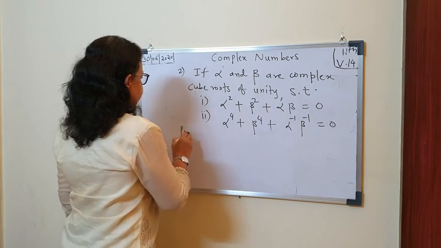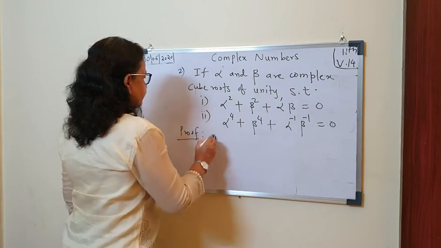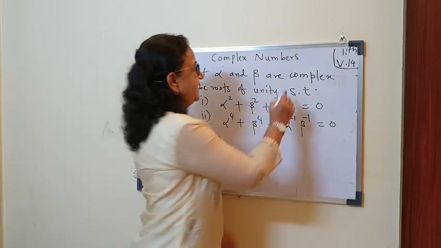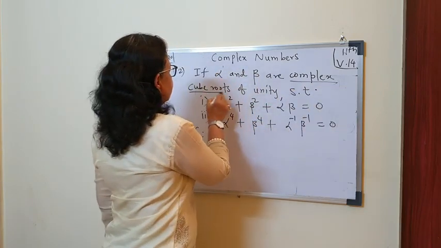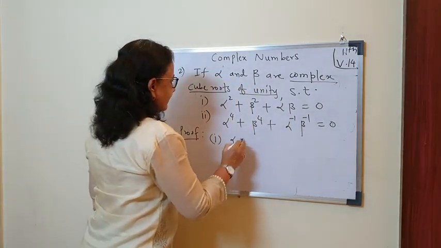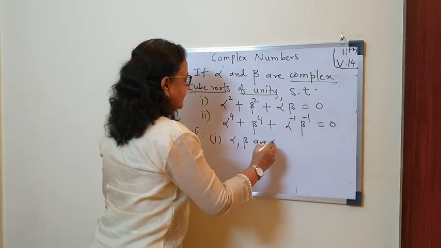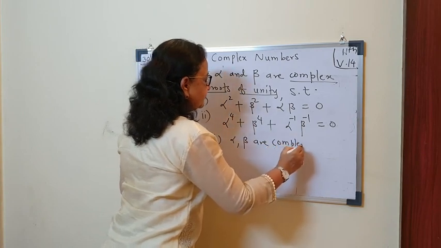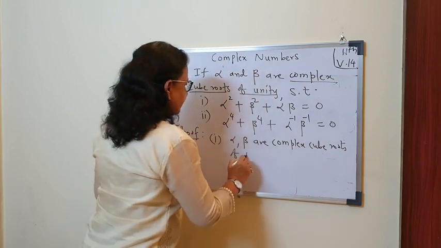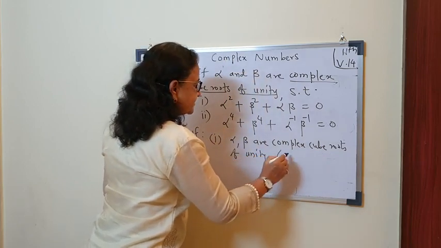Okay, so let us prove it. Proof, the first part. Now what are alpha and beta? They are complex cube roots of unity. So alpha and beta are complex cube roots of unity. Now for your understanding, do you understand?